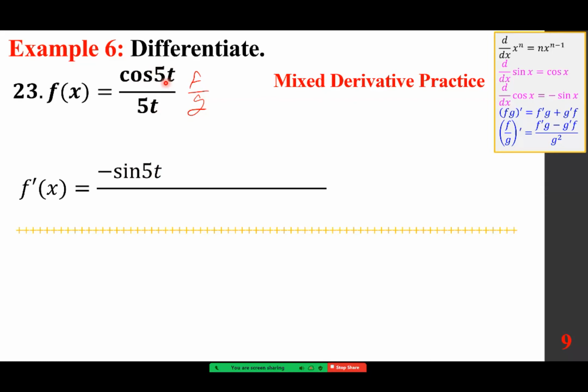Now, if this is t, we're done, but it's not. By the chain rule, the derivative of 5t is 5. And that's f prime. What about g? Times g, which is the denominator, which is 5t.